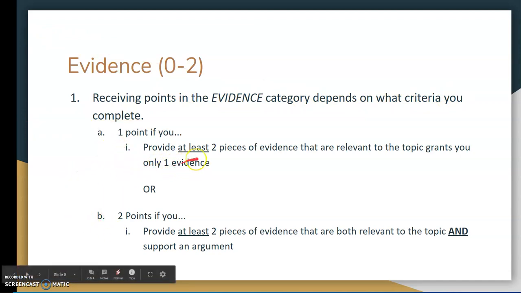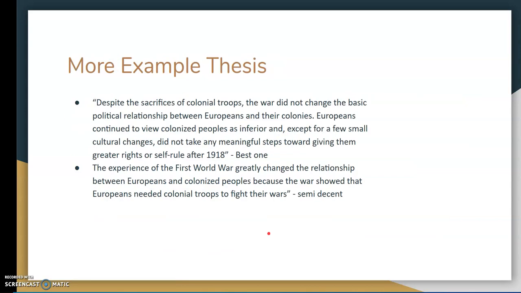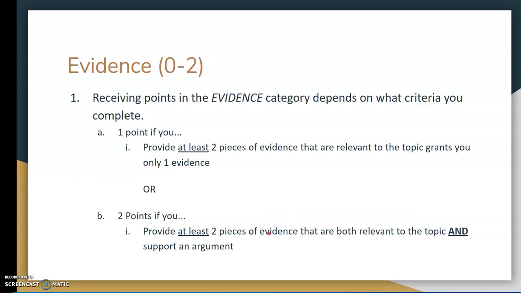You get 1 point if you provide at least 1 piece of evidence that is relevant to the topic. 2 points if you provide at least 2 pieces of evidence and both are relevant to the topic. So this first section is essentially if you provide 2 pieces of evidence, but only one is supporting your actual argument. You get the full points if you make sure that both are relevant and support the argument at hand. So you've got to back up your thesis, you know? You can't just throw in a claim and then not support it.